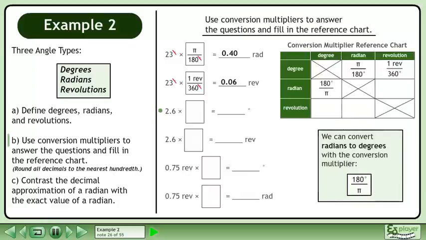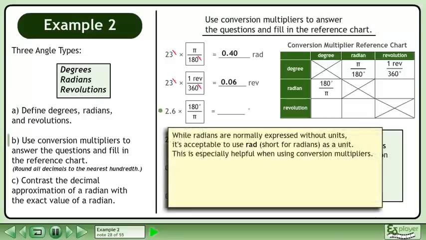Now we'll move on to the next conversion. We can convert radians to degrees with the conversion multiplier 180 degrees over pi. Multiply 2.6 radians by the conversion multiplier. While radians are normally expressed without units, it's acceptable to use rad, short for radians, as a unit. This is especially helpful when using conversion multipliers.